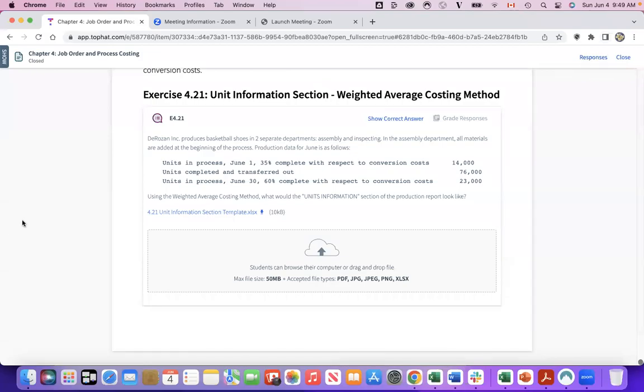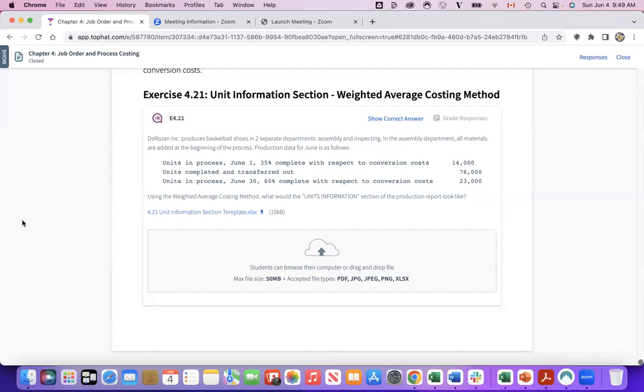All right, we're going to look at a similar problem to 420, but now assuming the weighted average costing method. The biggest difference between the weighted average method and FIFO is that with FIFO, remember, we didn't take into account the costs incurred in a prior period. We only were concerned with the costs incurred during the period of time, in this case, the month of June. For weighted average, we will take into account any beginning work in process costs incurred in a prior period. We will meld them together.